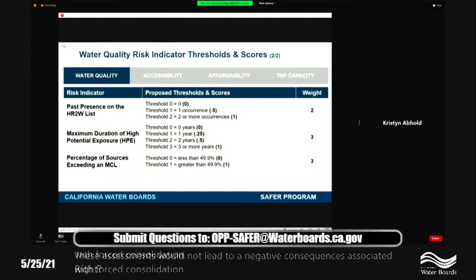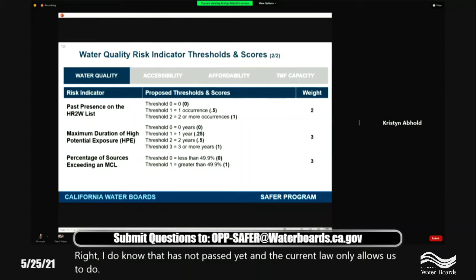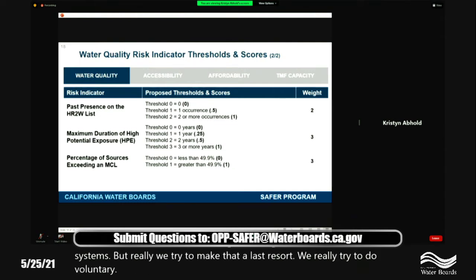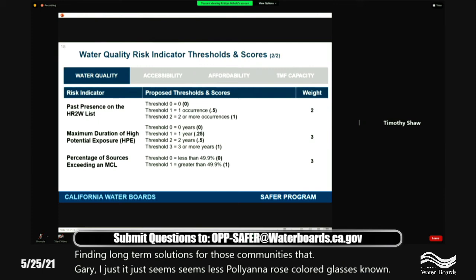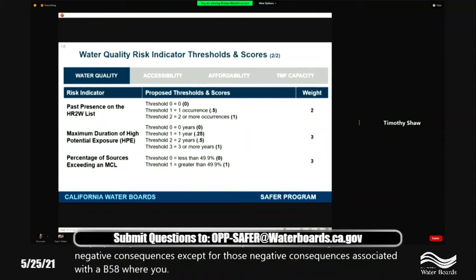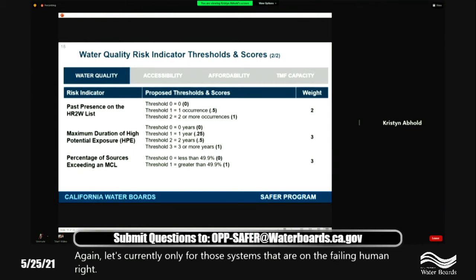Right. Well, I do know that has not passed yet, and the current law only allows us to do forced consolidation for our human right to water or failed water systems. But really, we try to make that a last resort. We really try to do voluntary consolidation and look at finding long-term solutions for those communities. It just seems less Pollyanna, rose-colored glasses, no negative consequences, well, except for those negative consequences associated with AB 508, where you could get forced to consolidate. Again, that's currently only for those systems that are on the failing human right to water list, and that's very stringent criteria.